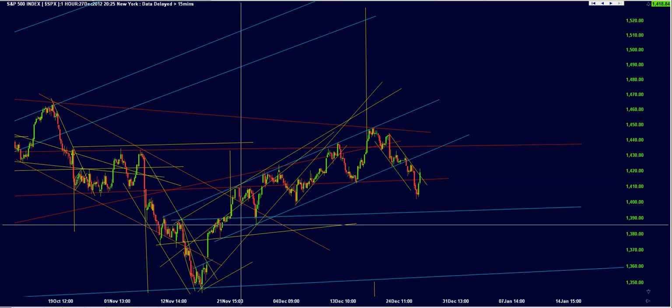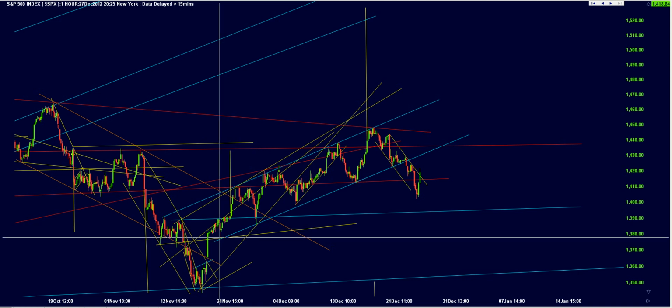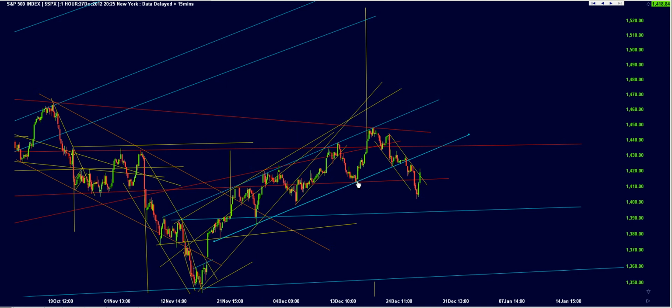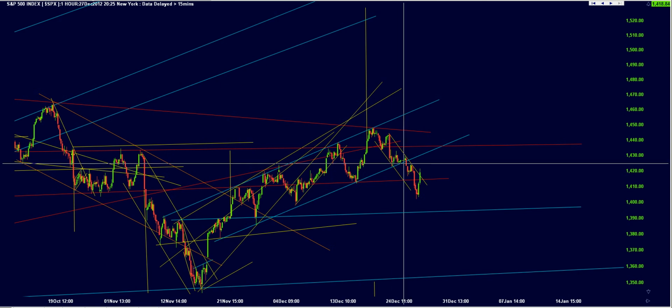Also the last couple of days we've watched the S&P break this blue trend line. Now this had a number of touches, 1, 2, almost 3, 4, 5, 6 touches before this line gave way. Now I've drawn two new trend lines on the chart. This bottom trend line here and this top trend line here.